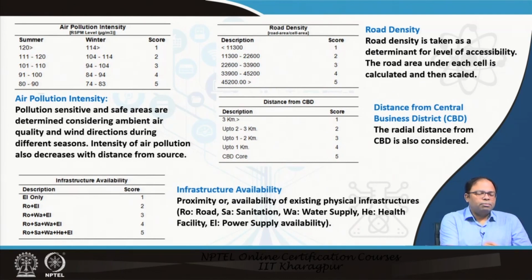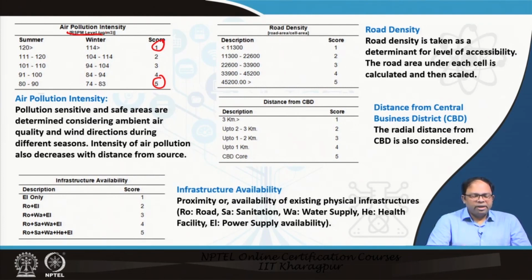So we took the summer and winter pollution scores, and then based on this criteria at different locations, we gave the highest score where the least pollution was predicted, and where the highest pollution was predicted, we gave the lowest score. That was done using the respirable suspended particulate matter values.